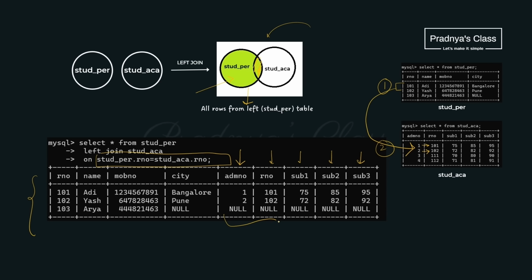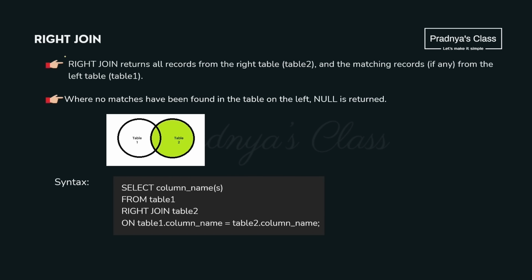But what if you don't have the values for that matching record in the second table? Then null will be returned. You might have noticed that roll number 103 is not present in the second table, that is, the right table. The reverse of it is a right join. It will extract all the data from the right table and only the matching from the left table. Syntax is the same, only difference is right join.